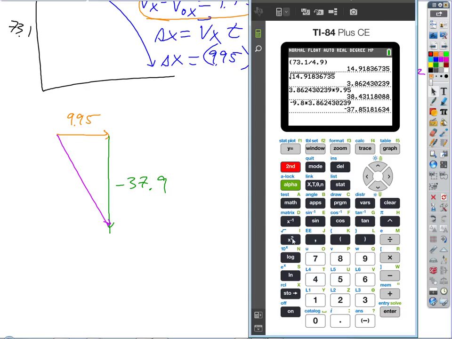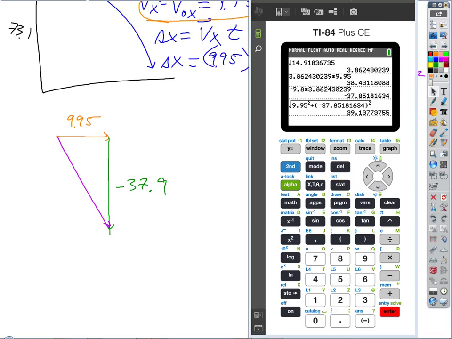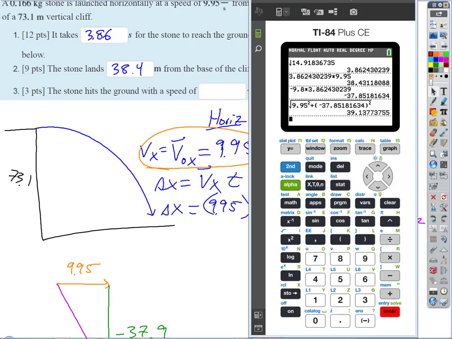So we'll go the square root of 9.95 squared plus 37.9. Now look, that one's negative, so I'm going to put it in parentheses, right? Close parentheses, square it. Remember, we have to put negative numbers in parentheses. And we end up getting 39.1 to 3 sig figs. Okay, so that's the final velocity when it hits the ground, the magnitude of velocity at least. That's all they want is the speed, right?